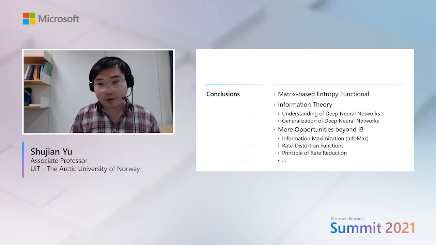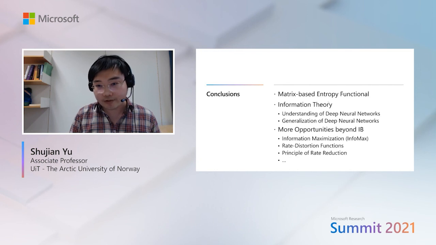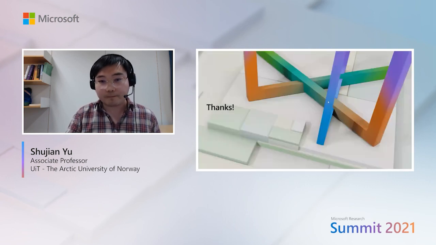The conclusion of my talk is that we have proposed a matrix-based entropy functional, and we show how to use it in understanding and generalization of deep neural networks. However, we also want to say there are many more opportunities to use information theory beyond the information bottleneck, such as the principle of rate reduction and the rate distortion function.